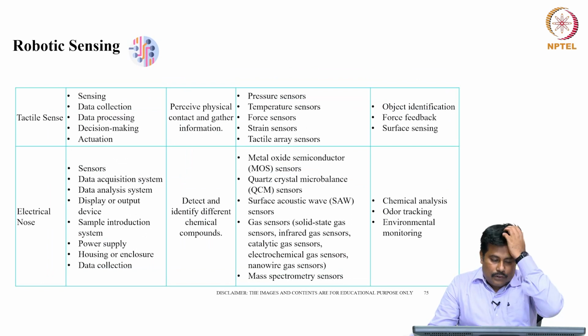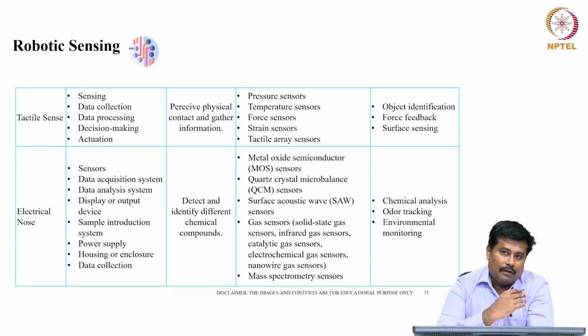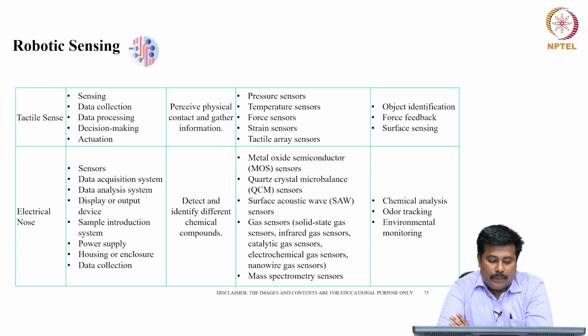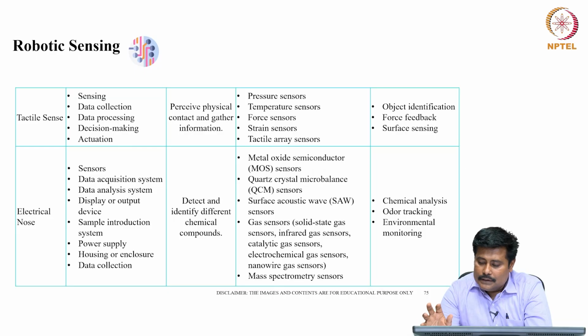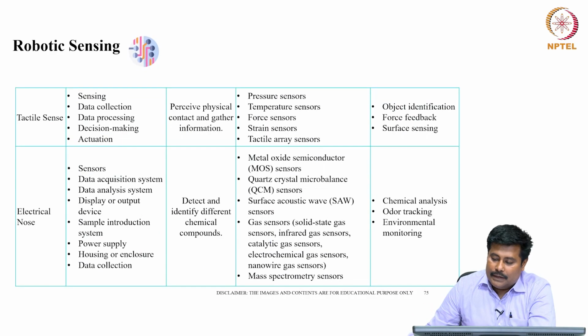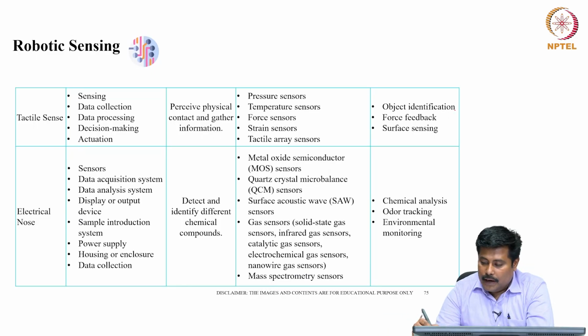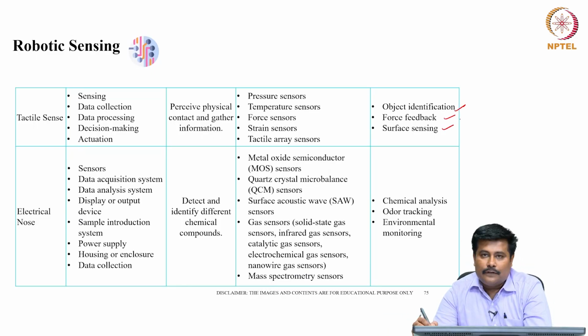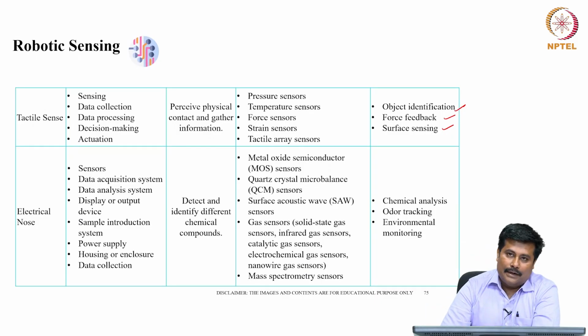Now, with reference to robotic sensing, we have the tactile sense, where sensing, data collection, data processing, decision making and actuation play a vital role. With reference to the sensing, it perceives physical contact and gathers information. There are different types of sensors, which include the pressure sensor, temperature sensors, force sensors, strain sensors and tactile array sensors, which are considered to be some of the robotic sensing systems. Some of the key applications include object identification, force feedback and surface sensing, which contribute towards tactile sensing.